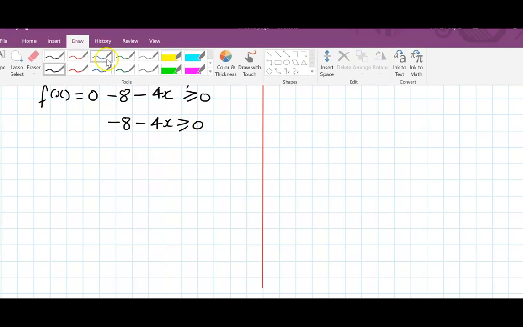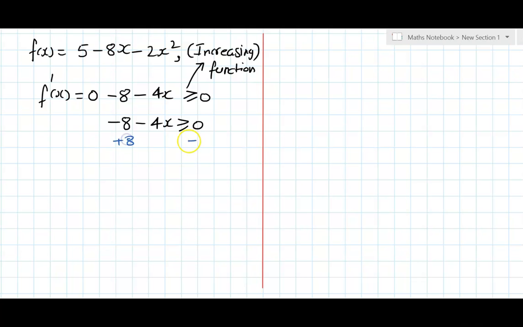If we do plus 8 both sides, it will be minus 4x greater than or equal to 8. Divide by 4 both sides. So we got minus x greater than or equal to 2. Now, inequality has only one rule. What is that rule? This minus sign, we need to get rid of it. To get rid of this minus sign, we multiply by minus 1 here and multiply by minus 1 here. When we do that, the inequality sign gets reversed. So it will be x less than and equal to minus 2.